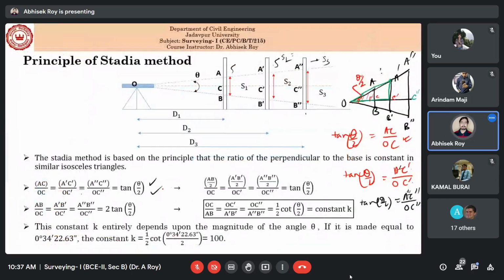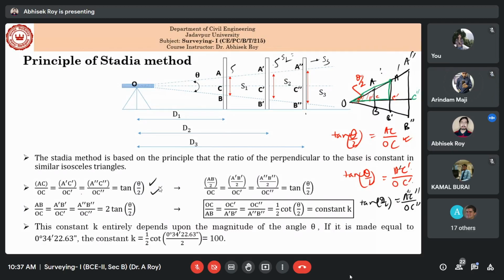So I guess the first line is clear. It is simply that for each triangle we have noted down the perpendicular by base ratio, which equals tan theta by 2. That is what we have written. Is it clear to everyone, this first line? I guess that is clear, right? Is it clear to everyone?